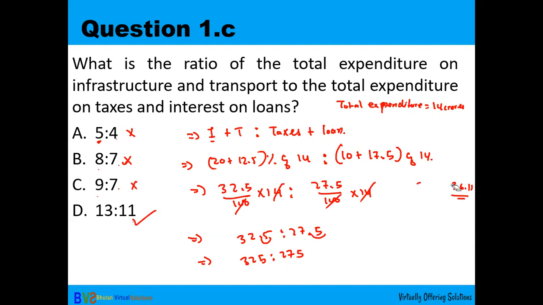All right, so let us prove option D in a minute. Let us see how to prove it. 325, you divide that by 13. 325 divided by 13, you are getting 25. Now you divide 275 by 25. 275 divided by 25, you are getting 11. So the new ratio is 13 is to 11. That is the correct answer.